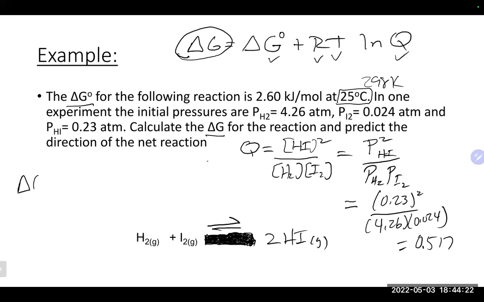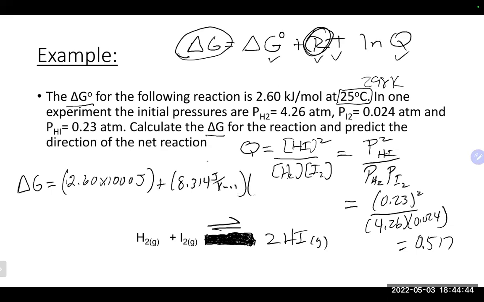Now we do have everything that we need, I hope, and we could put it in here. Delta G will equal my delta G naught, which they gave me. And as you can probably imagine at this point, I am once again going to multiply by 1,000 to convert it to joules, because this is in joules and I don't want to screw up the units. We're going to do plus 8.314 joules per Kelvin per mole, our 298 Kelvin, natural log of 0.517.